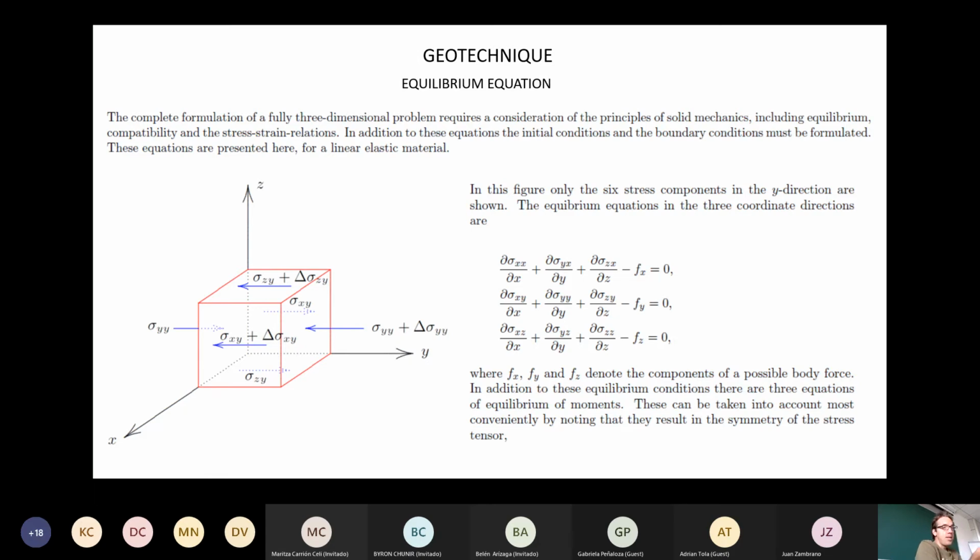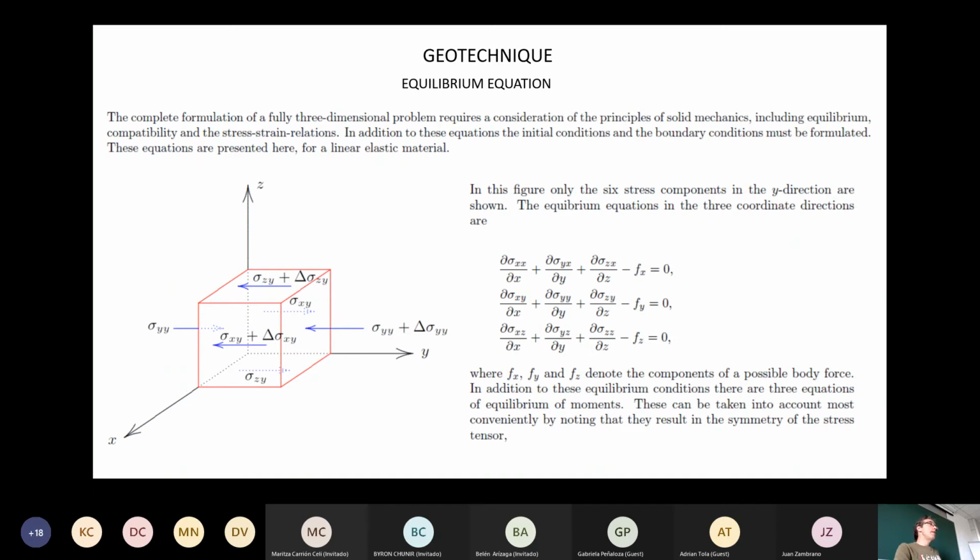So what happens if I load this element of soil? Stresses will be created inside the soil, inside the element. The only thing is that in structural engineering, we have only one phase. We have only the solid. Here we have to consider all three parts, as we said yesterday.